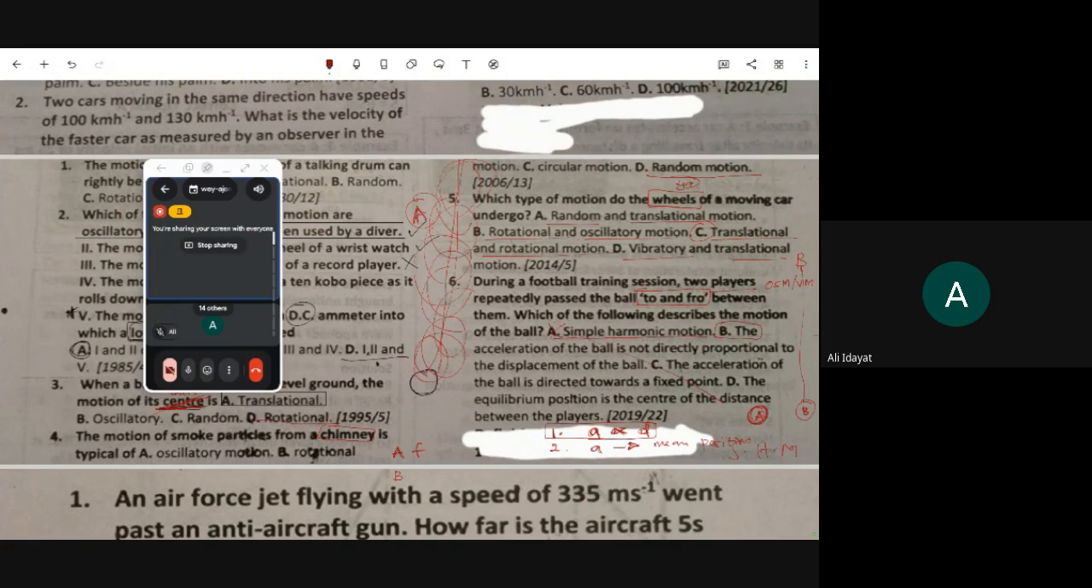That option C, it has so many reasons why I will say it is not correct. The acceleration of the ball is directed towards the fixed point. No. How are you sure that it's directed towards the fixed point? Fixed point means that when B ran here and passed to A, is that a fixed point? No, it's not a fixed point. Do you understand? The equilibrium position is the center of the distance between the players. This is just an option that you need to read. Once you pick the option, you are good to go. Is that correct?